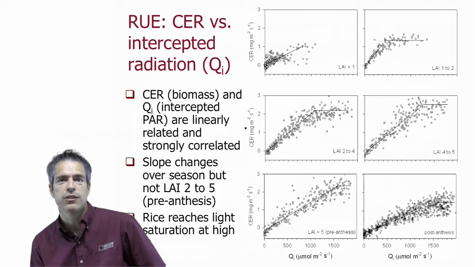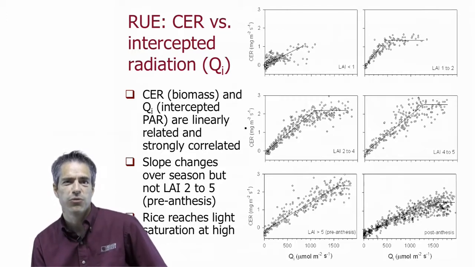So what I'm showing in these 6 plots is, on the bottom, the photosynthetically active radiation, actually photosynthetic photon flux density, if we want to be absolutely correct in what we're saying. That is in micromoles per meter squared per second. And on the y-axis, we have carbon dioxide exchange rate. And I split these out for different leaf area indices. The top left graph is less than 1 LAI.